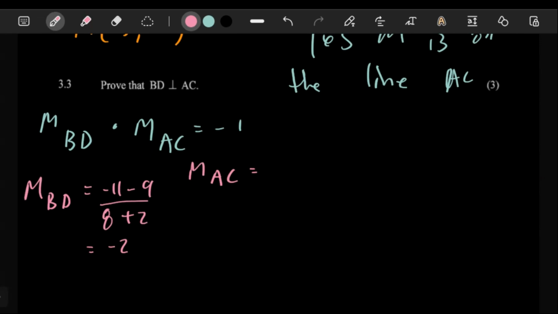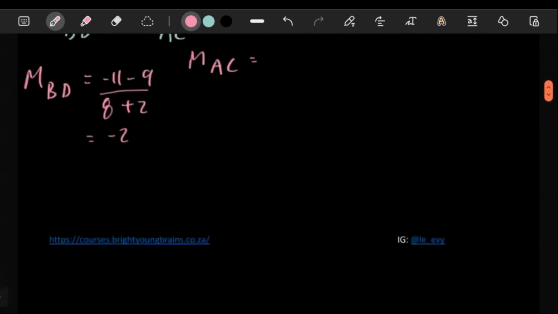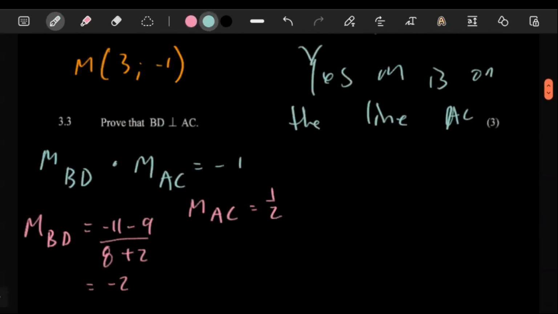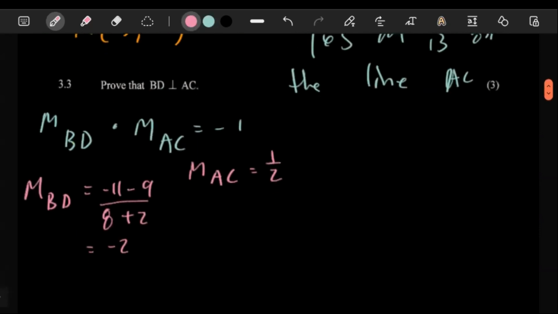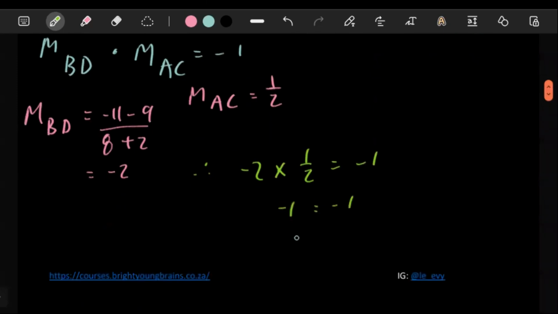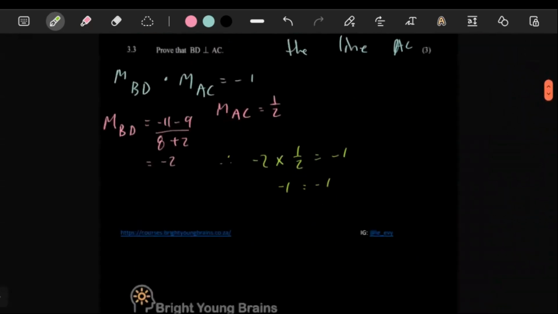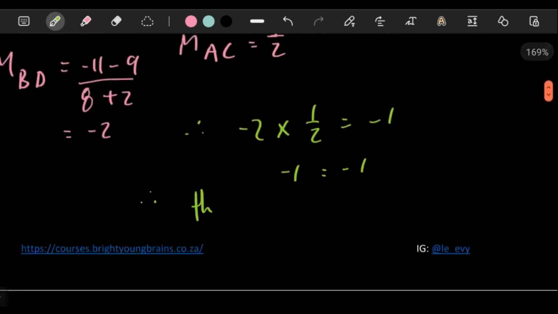Do we have the gradient of AC? Yes, we worked it out because we needed the equation of the line. That's just a half. So here's our calculation, and it looks like things are going to work out. Here we can clearly see that -2 multiplied by the half is equal to -1. This is purely a coincidence that this is -1. So therefore the lines are perpendicular.